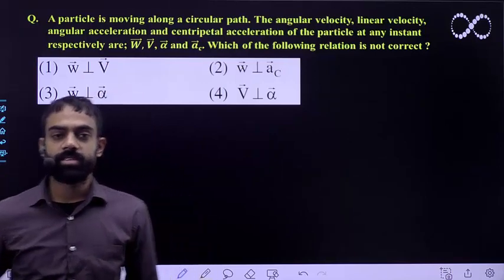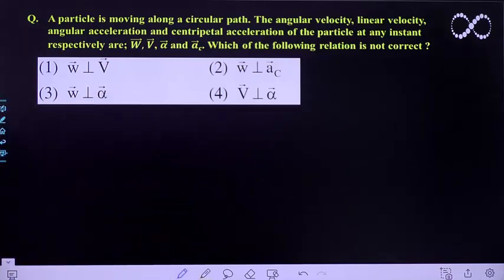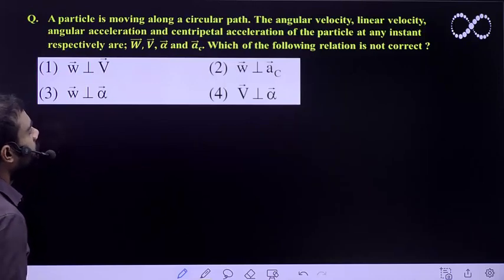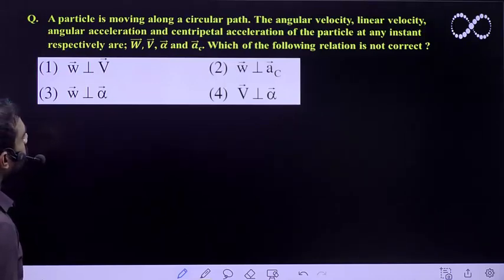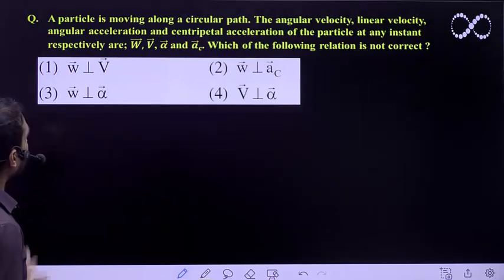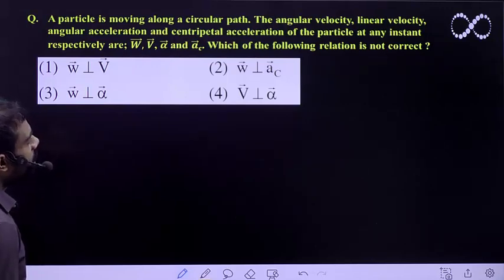Hello students, let us see this question here. A particle is moving along a circular path. The angular velocity, linear velocity, angular acceleration, centripetal acceleration of the particle at any instant are these vectors. Which of the following relations is not correct?